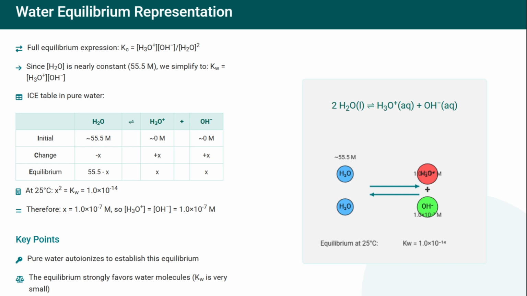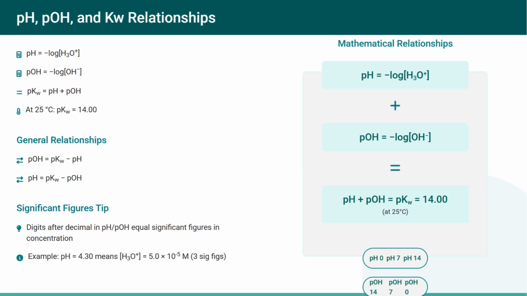The key points here are that pure water autoionizes to establish this equilibrium, and the equilibrium strongly favors water molecules, which is why Kw is so very small. Visually, you see two water molecules on one side and the ions on the other, with the equilibrium arrow pointing strongly back towards the water. Next up, let's explore the relationships between pH, pOH, and Kw.